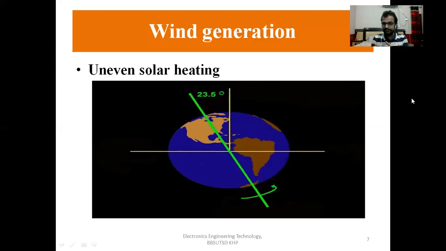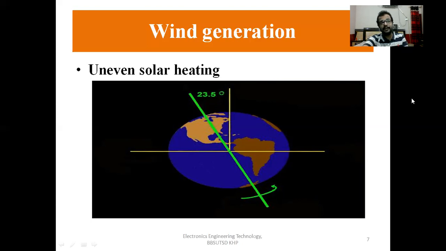Changes in weather means there are four seasons in Pakistan, let's suppose. There's summer, there's winter. That's due to the rotation of the earth. So due to this uneven solar heating, there is a change in pressure and air blows. That is the formation or generation of wind.